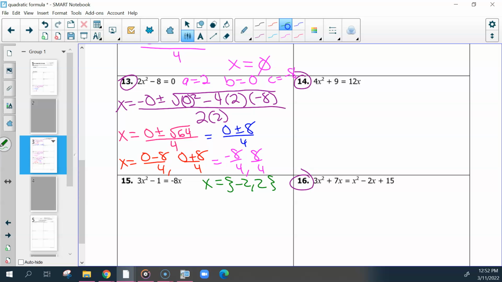Let's do 14, and then we're going to start 16, but that'll be one that you finish. And then we'll do one other thing that I've talked to you about. For 14, we can't start this as is. We have to move the 12x over. We're going to subtract this over to the left, so it's all on the same side. So our equation would then be 4x squared minus 12x plus 9 equals 0.